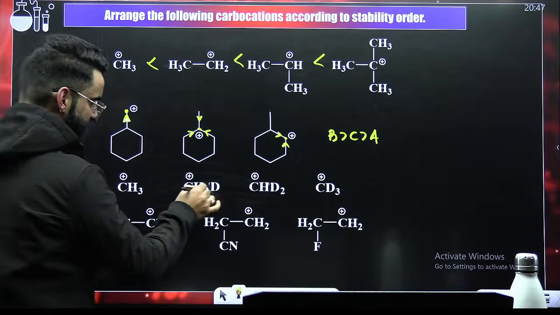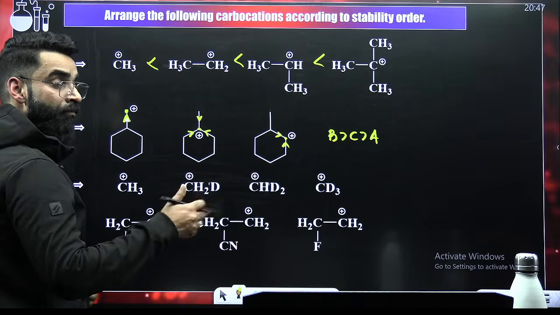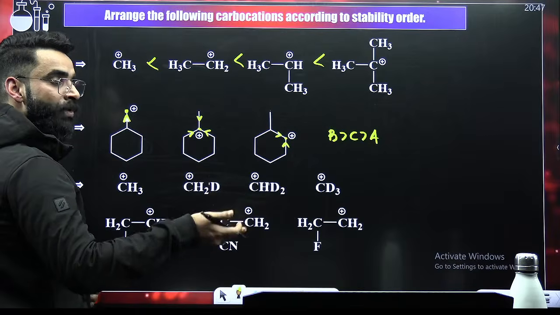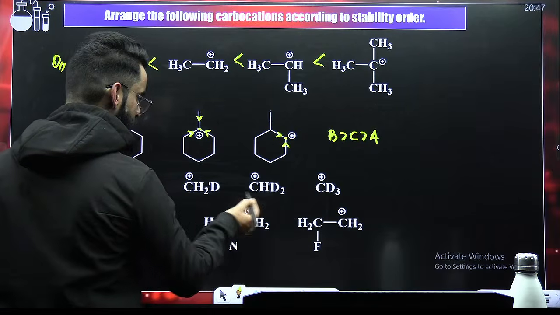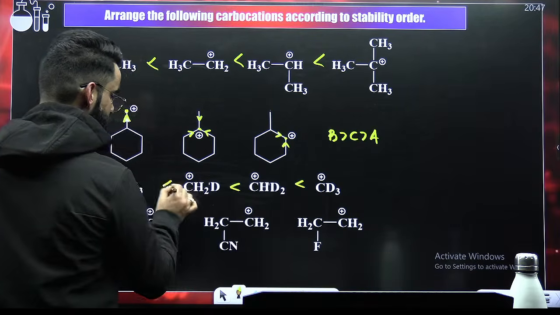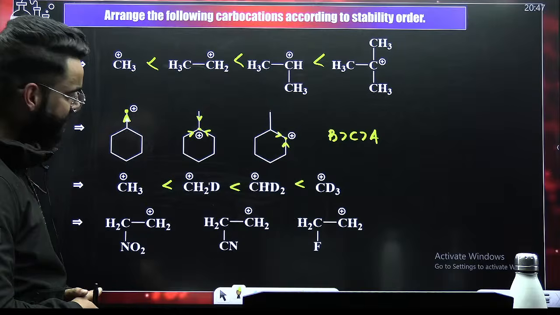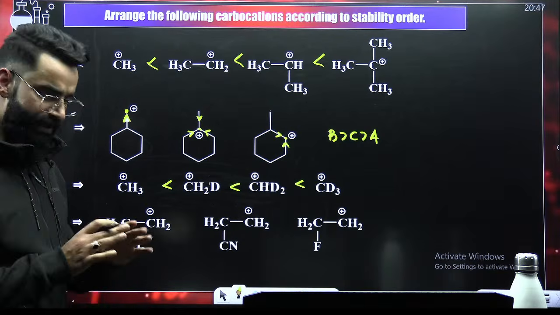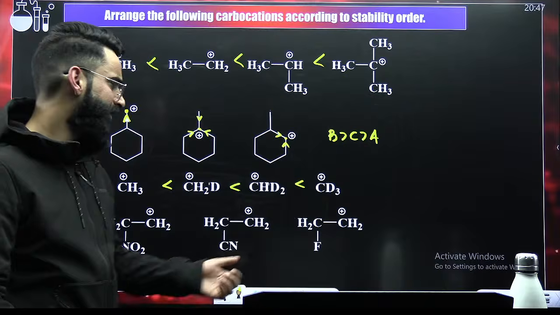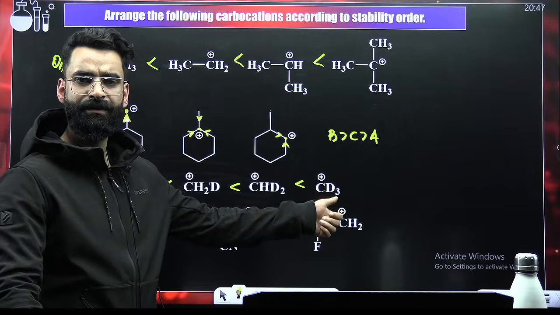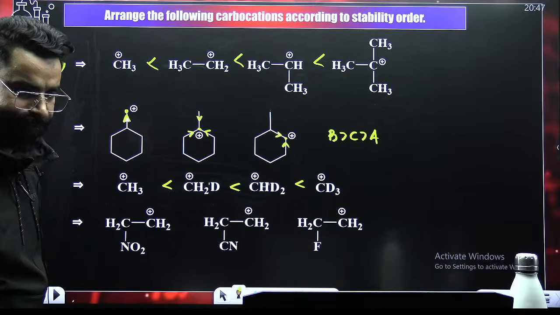This is CH3, this is CH2D, CHD2, CD3. Deuterium is more donating. It shows more plus I. It is more donating than protium, as we have seen two minutes back. You have got three deuteriums here, then two, then one. So this is the stability order. Is it clear, guys? Deuterium is more donating than protium. More the donating groups, more the stability of the carbocation.